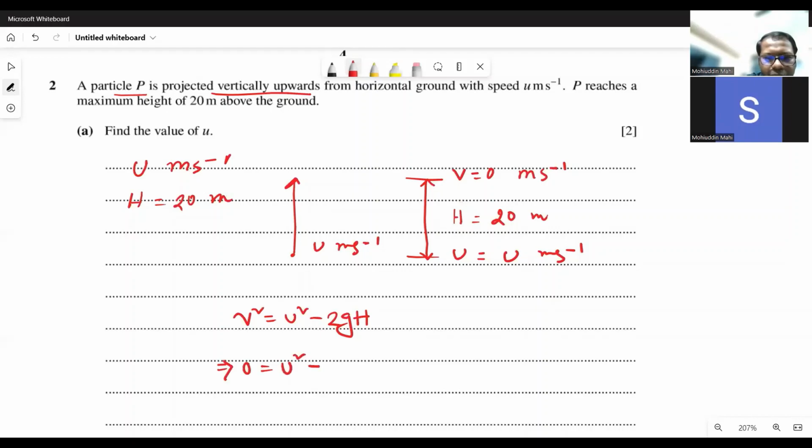So the final velocity is 0. Initial velocity, we don't know yet. The value of g is 10. Value of h is 20. So make u the subject. The value is going to be 20 meters per second.